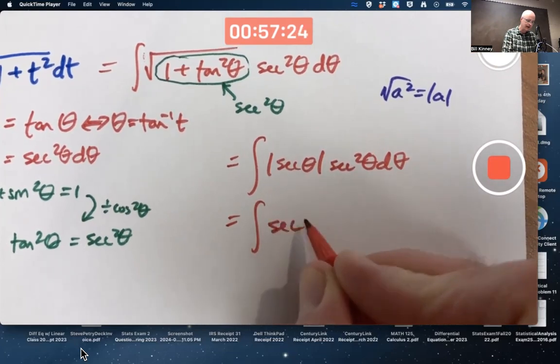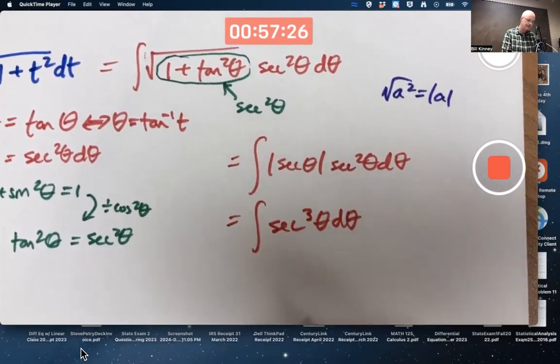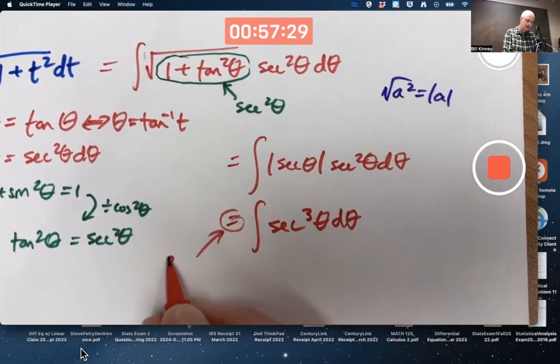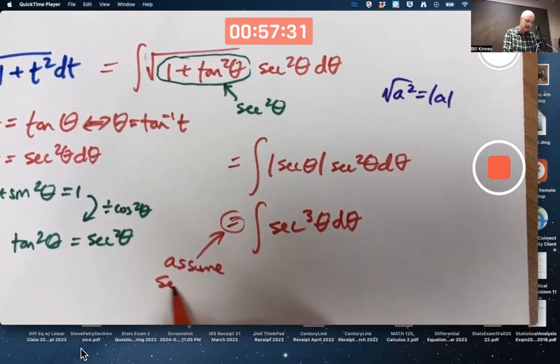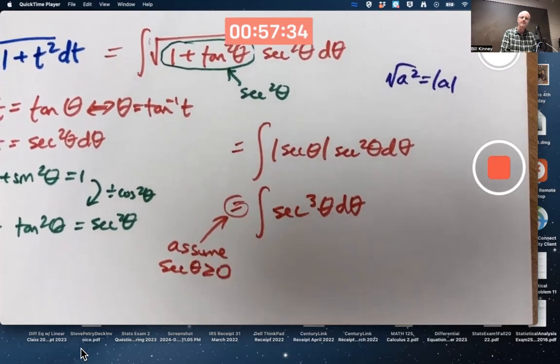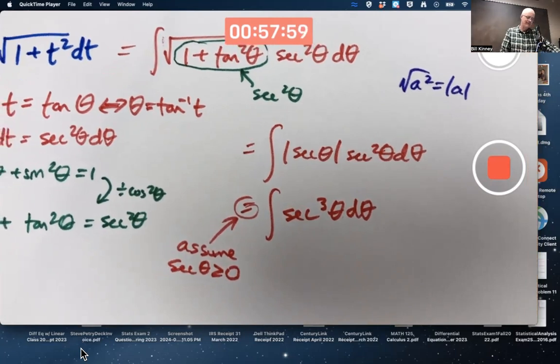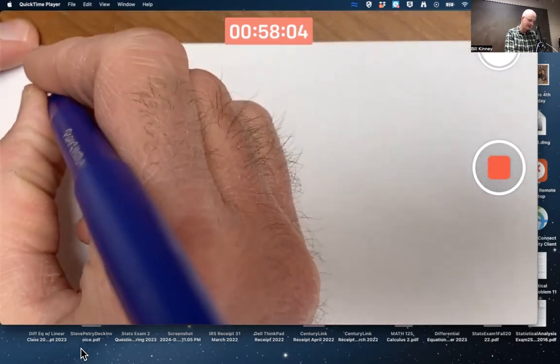So we ultimately, evidently, have to integrate secant cubed. Assume secant theta is greater than or equal to 0, which will be true if theta is in the first or second quadrant. Okay, what do we do now, though? If this were integrating secant squared, it'd be easy, right? Tangent. It's integrating secant cubed. It is secant squared times secant, and that is helpful.